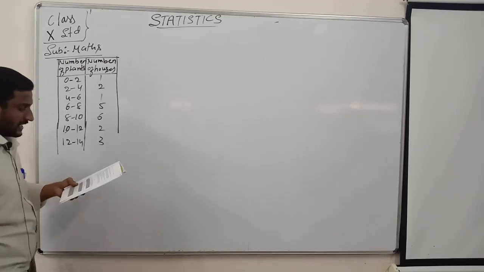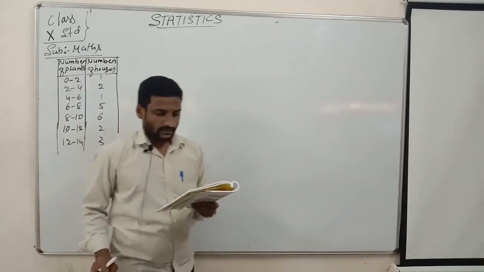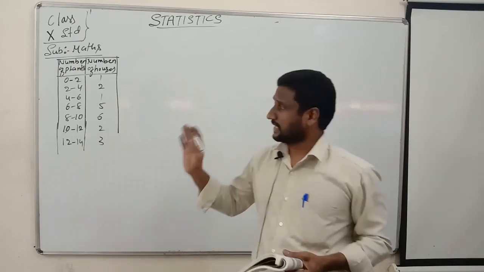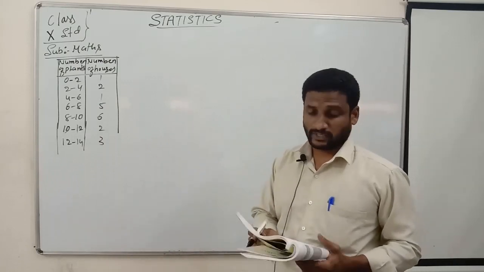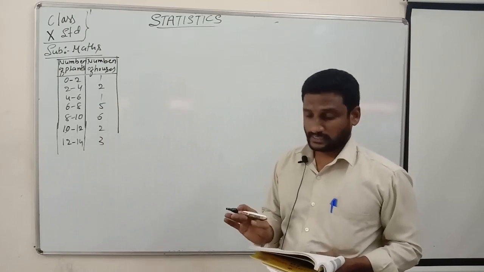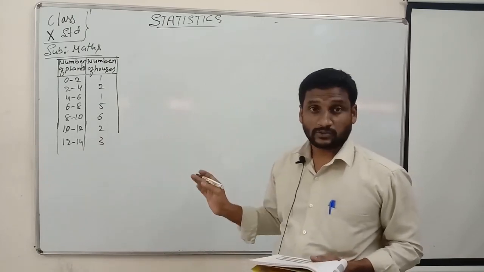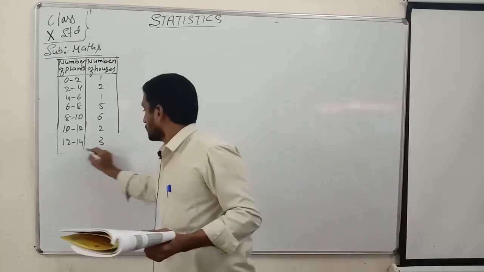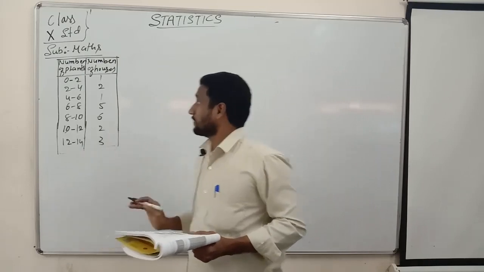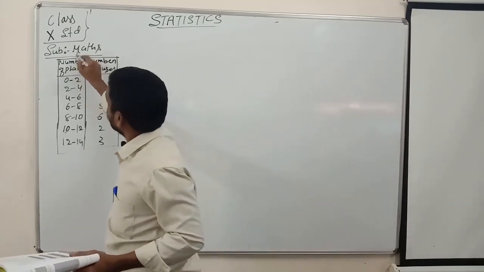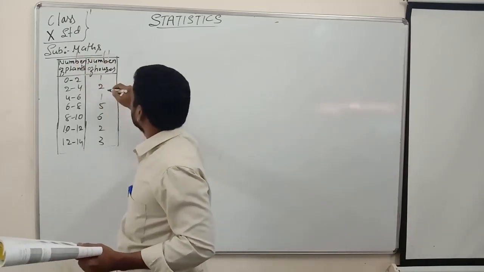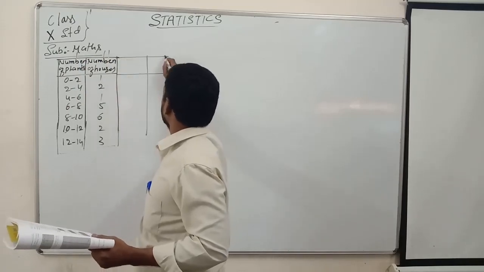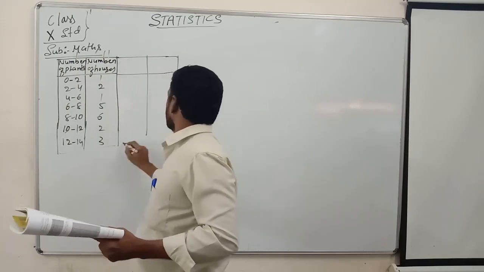Now your question is: which method did you use for finding the mean and why? Only one method is there to calculate mean here, that is the direct method only. See here, this is the tabular column given. This is column 1, this is column 2. Now we can construct 2 more columns.